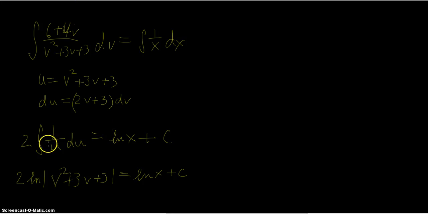So evaluating this integral, we have log u, and u is this, so 2 times log of v squared plus 3v plus 3, absolute value of this expression. Because we haven't put any constraints on v, this could possibly be negative. So absolute value equals log x plus c.